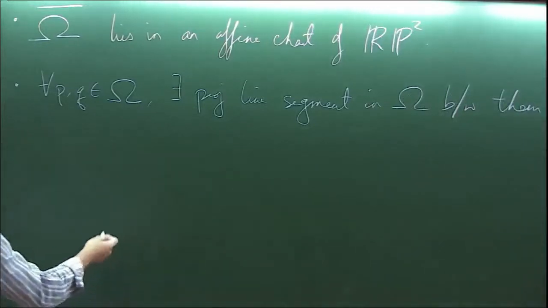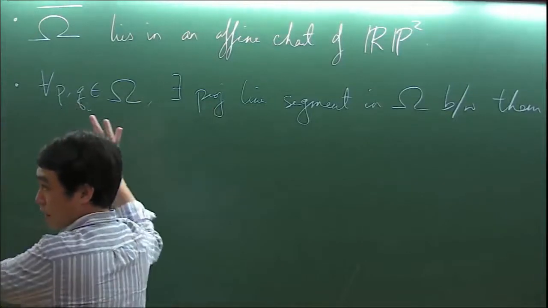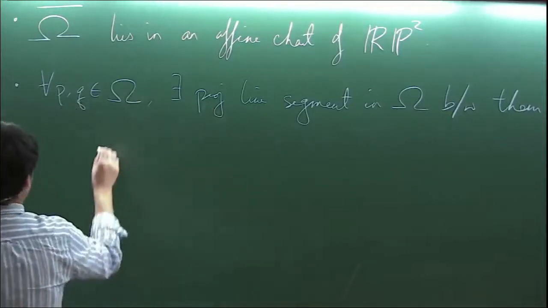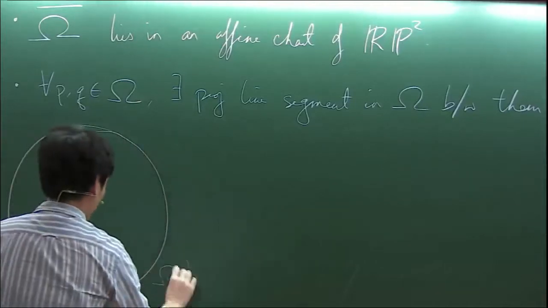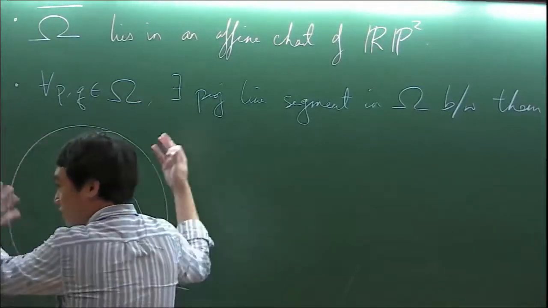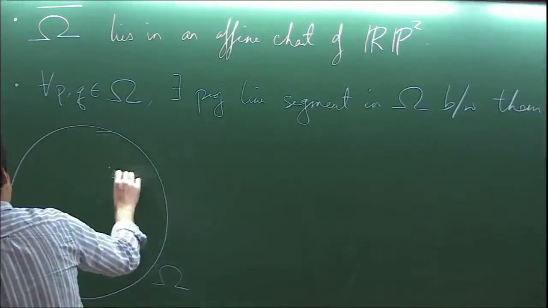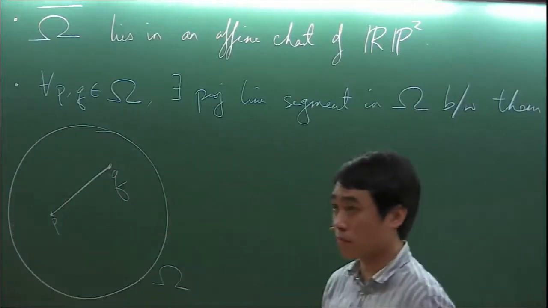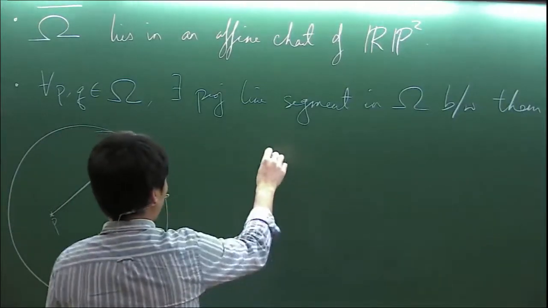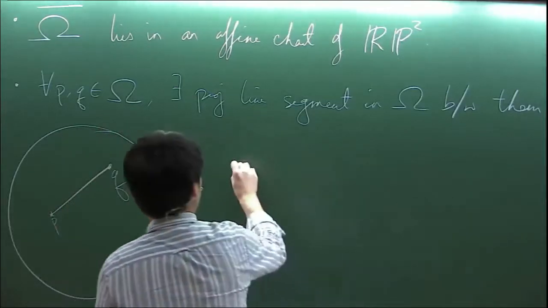So what are examples? If you think of the board as my chosen affine chart for RP2, then your properly convex domain looks something like this. So this is omega. Its closure lies inside of the chart. And if you pick any pair of points P, Q in here, there's a projective line segment between them. Another example: maybe you don't need your domain to be C1. You can have a polygon.